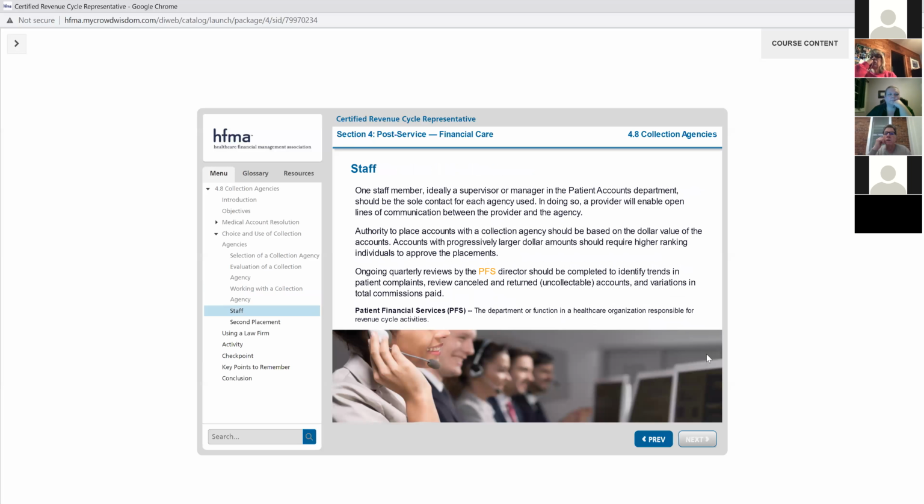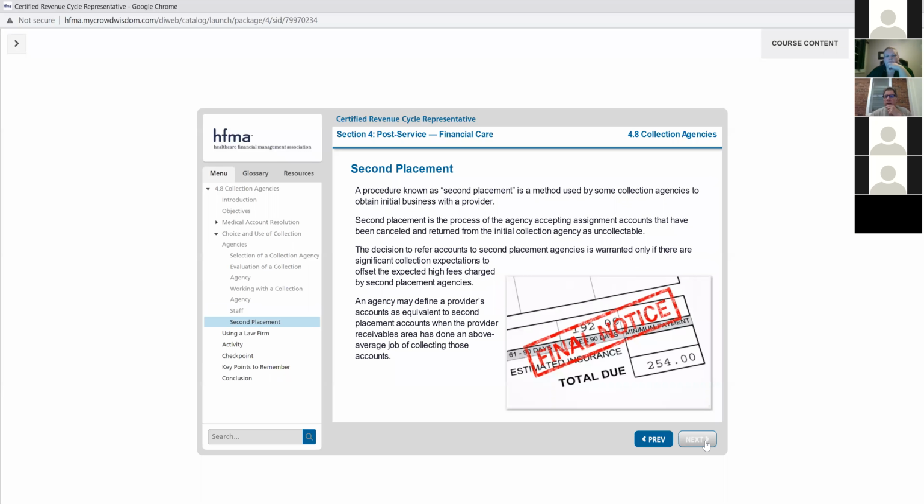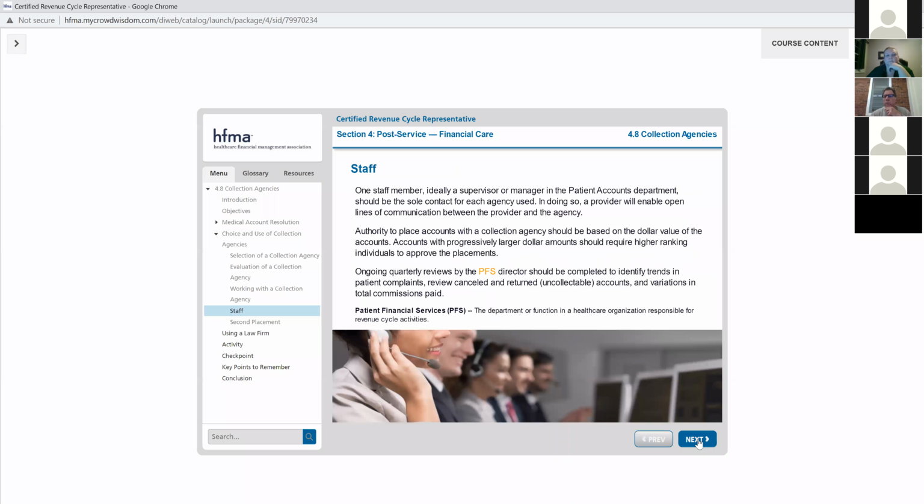On staff, you should assign a staff member. One staff member should be assigned to be the contact for the agency. This will enable an open line of communication. That staff person should have the authority to place accounts with the agency, whether it be based on dollar value. Accounts that have larger dollar amounts could require a higher ranking, so that person would communicate the information back to the agency. And there should always be ongoing reviews, and certainly any variations in commissions paid should be looked into.